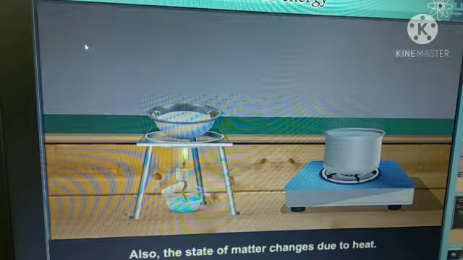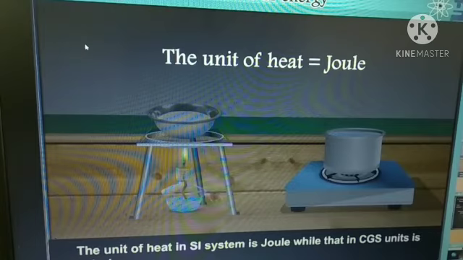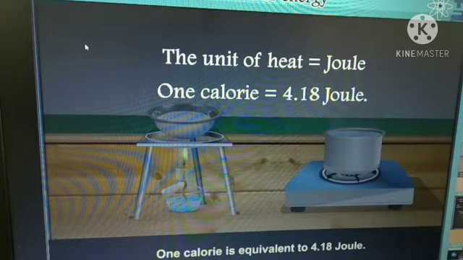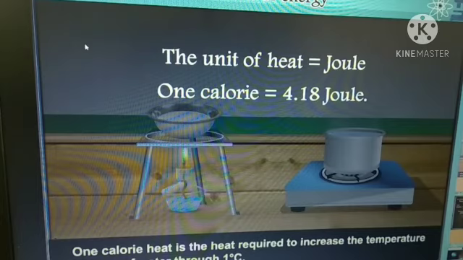The unit of heat in the SI system is joule, while that in the CGS unit is calorie. 1 calorie is equivalent to 4.18 joule. 1 calorie heat is the heat required to increase the temperature of 1 gram of water through 1 degree Celsius. The unit of heat is joule. 1 calorie is equal to 4.18 joule.